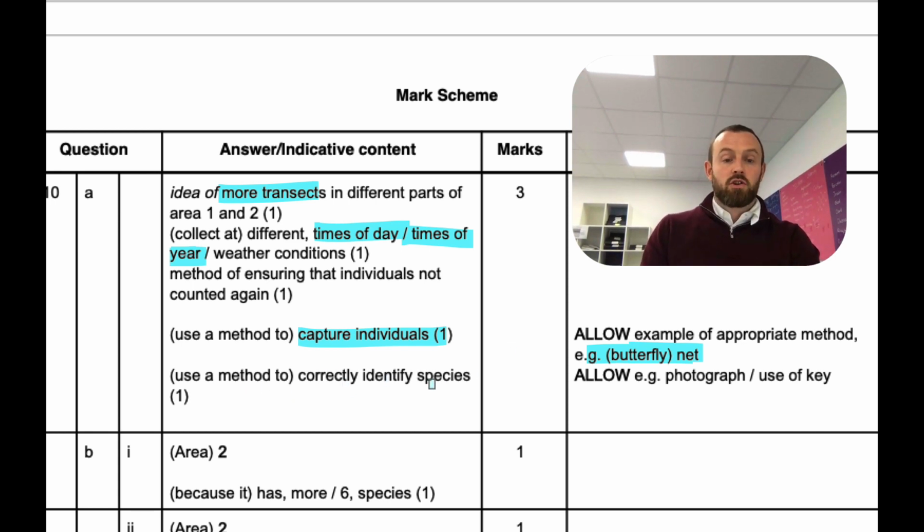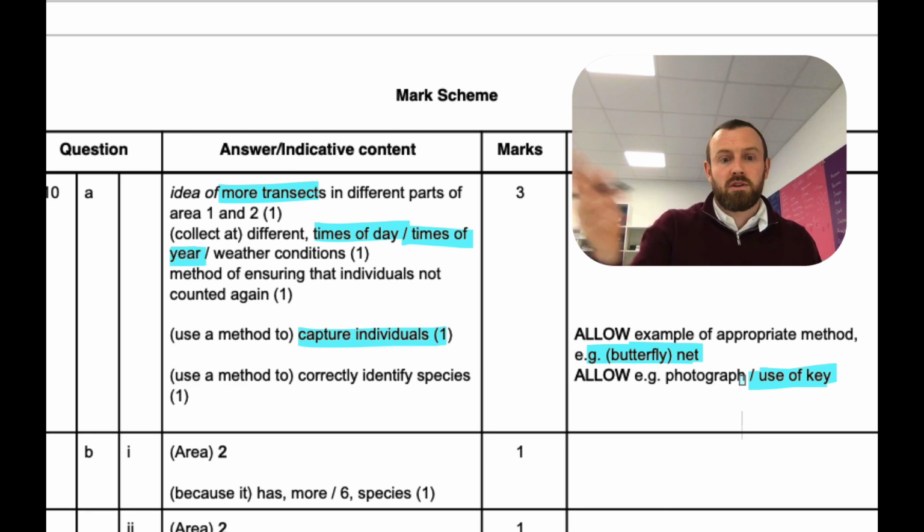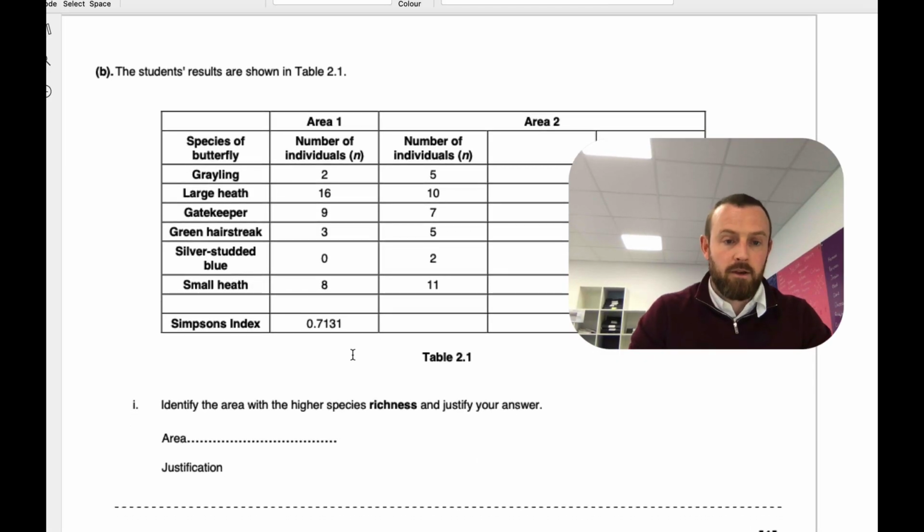Use of a method to correctly identify the species. So this would be a key. Okay, a key is something like this, or an identification card, and that can help you make the right call when you see something like that. Okay, here are the students' results.